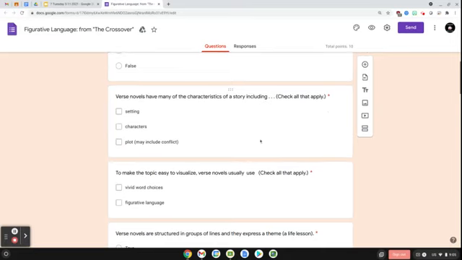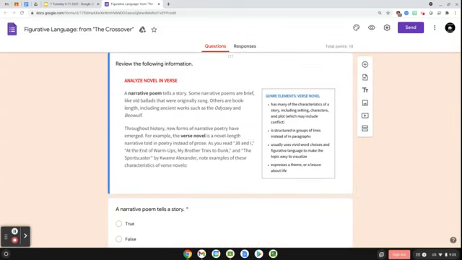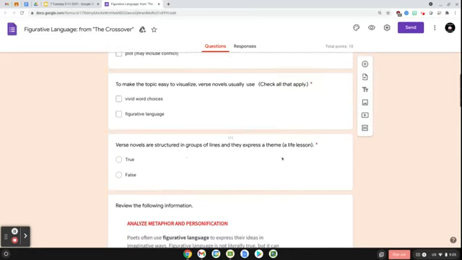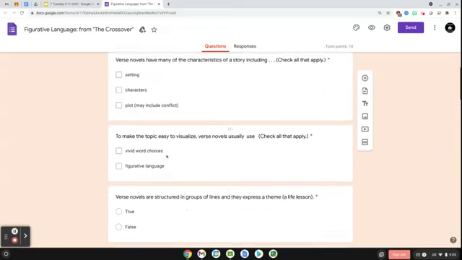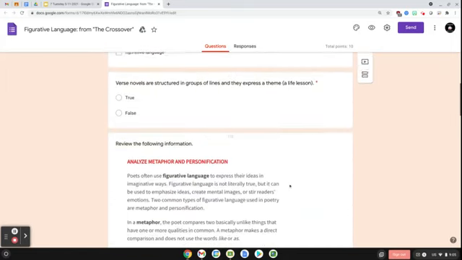Okay, check all that apply. To make the topic easy to visualize, verse novels usually use vivid word choices and figurative language to make the topic easy to visualize. See how that works? Verse novels are structured in group of lines and they express a theme or a life lesson. Is that true or false? Oh, look right here. What does it say? See, all the answers you can find right up there if you look for them.